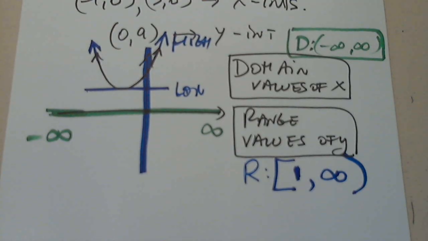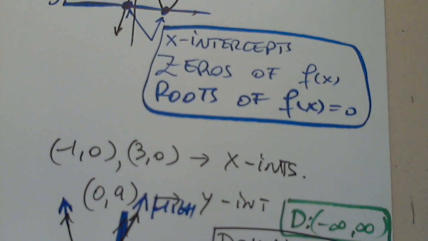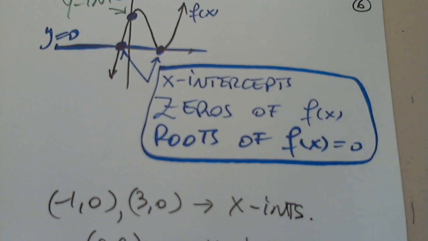Although it looks very skinny, this function exists. It's a polynomial function. Polynomial functions exist on negative infinity to infinity. And if you see, it goes on forever. So both. Will the domain always be negative infinity to infinity? Polynomials, yes. Let's write that down.